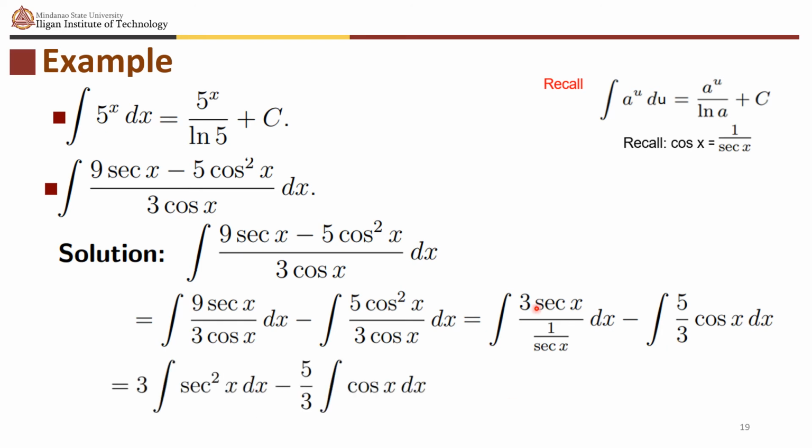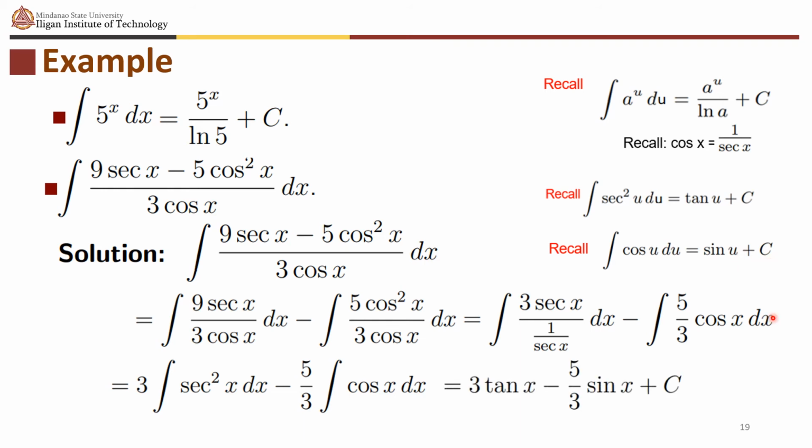Now, you can take out the constant to come up with 3 integral of secant squared x dx minus 5 over 3 integral of cosine x dx. And if you recall, we have the following formula: the integral of secant squared u du is equal to tangent of u plus c. Also, the integral of cosine of u du is sine u plus c.